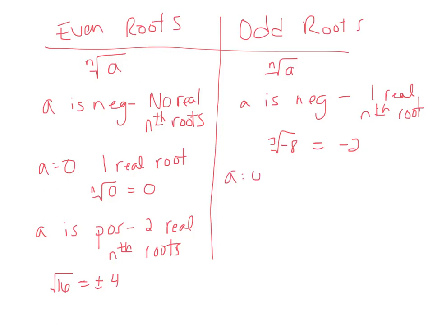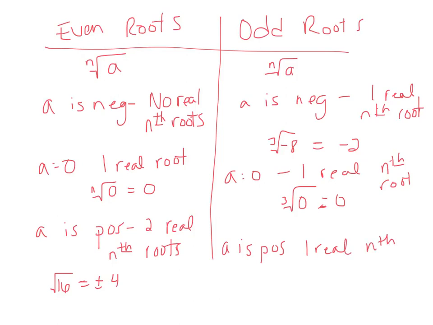If a equals 0, you're going to have 1 real nth root. So same as on the other side. If we took the cube root of 0, it just equals 0. And if a is positive, then we're going to have 1 real nth root. So no matter what, if we're talking about an odd root, we're always going to have 1 real nth root. So cubed root of 8, for instance, is just 2. Not 2 or -2, just 2.